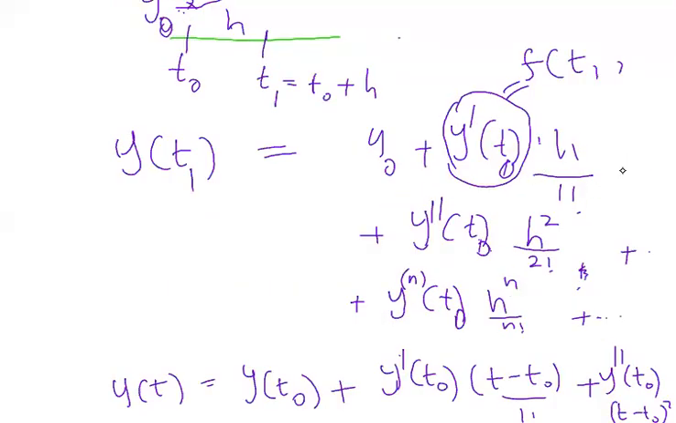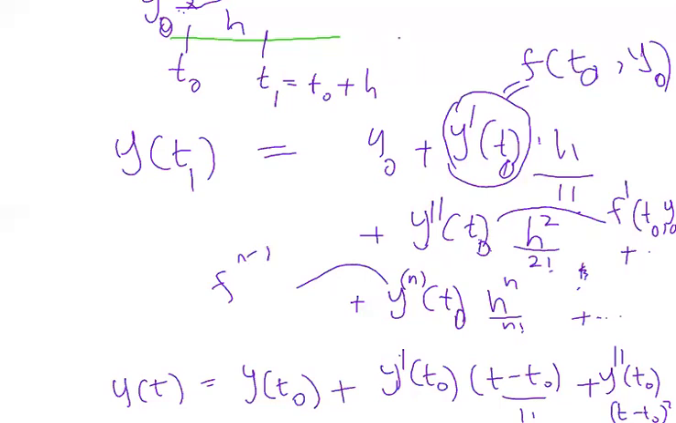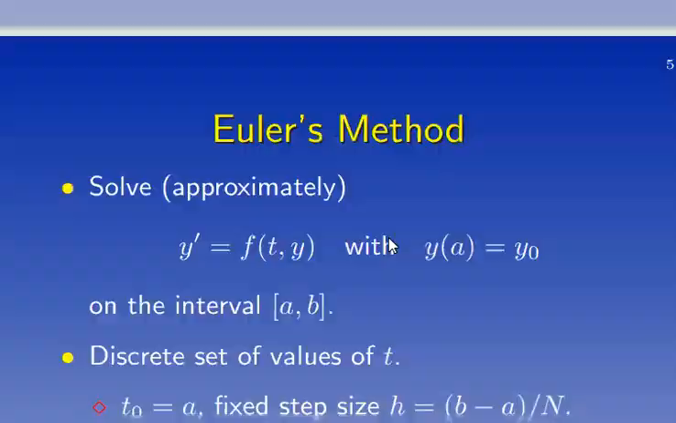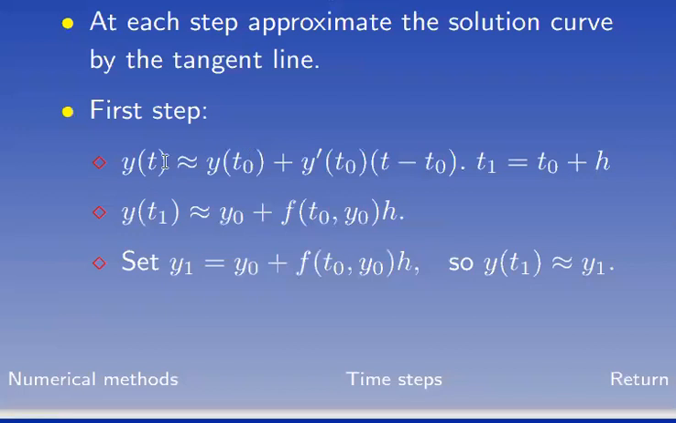Then this would be t, so this would be what, t naught, y naught? Is that correct? Or this would be f prime of t naught, f of y naught. This is f to the n minus 1, n minus 1 at t naught. Yeah, why not? I think that makes sense. If you go to here, yes, you are right.